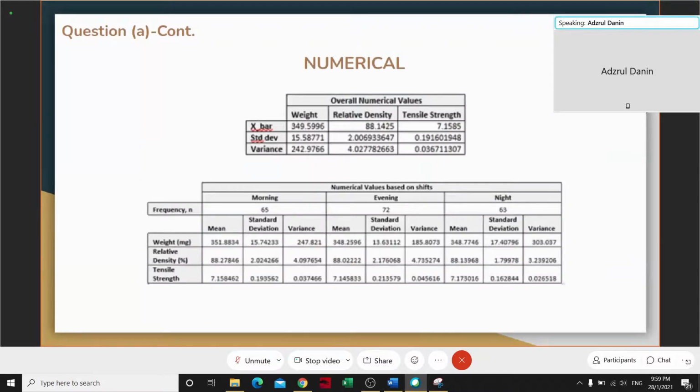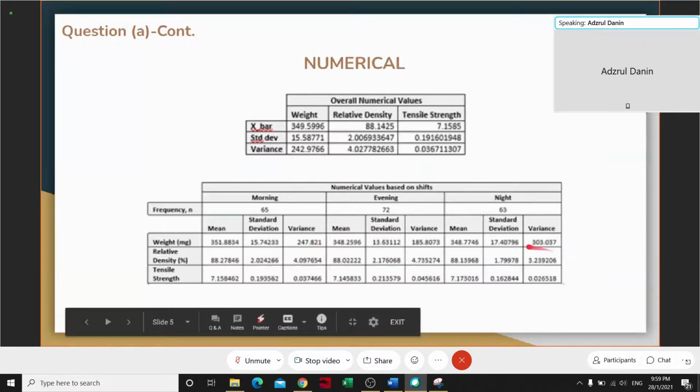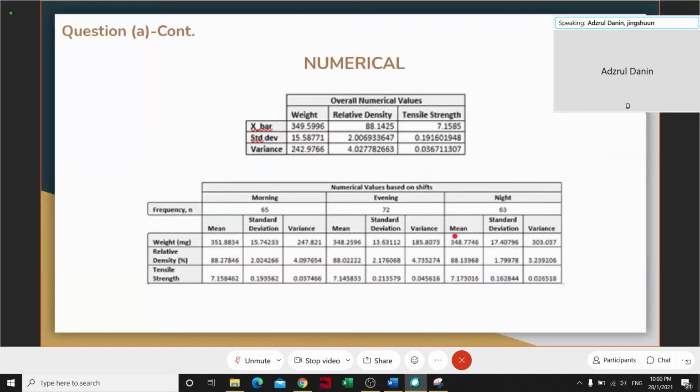And then from the previous tables, we can make a numerical analysis where we could find the sample average or mean, the X bar, as well as the standard deviation and also the variance. All of this can be calculated manually by hand or calculator, or in this case by using Excel, of course. We made the numerical analysis both overall and by shifts.